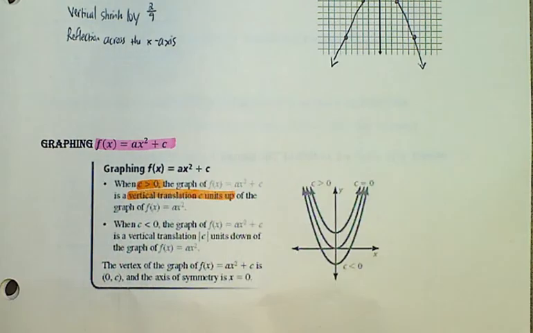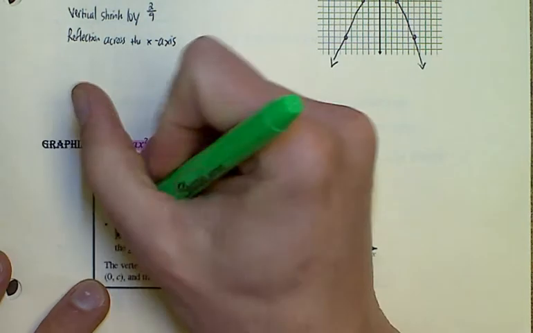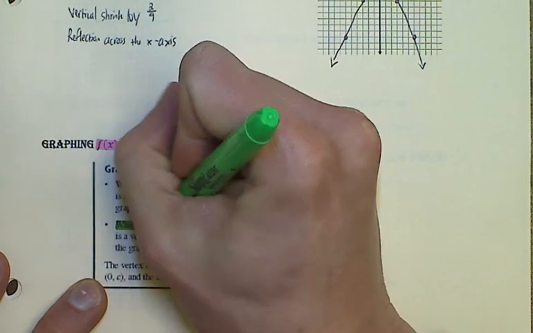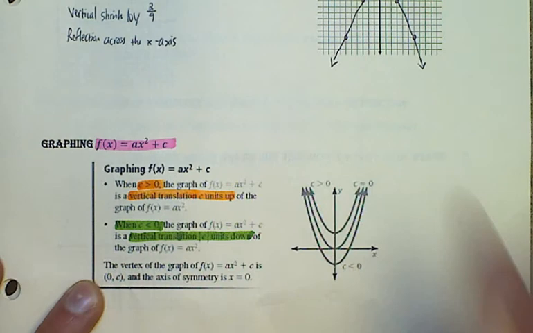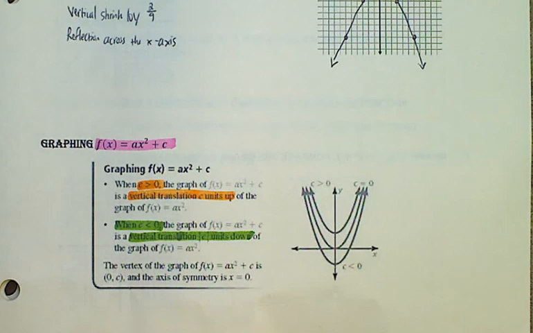Now, when we have a c less than 0, so it's going to be like ax squared minus c. So when c is less than 0, then we have a vertical translation c units down. So just like it would normally move, a negative number on the y-axis would go downwards. It's going to do the exact same thing. So just things to keep in mind as we go.